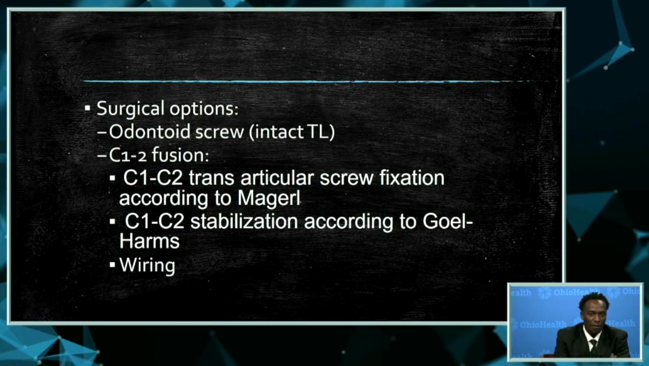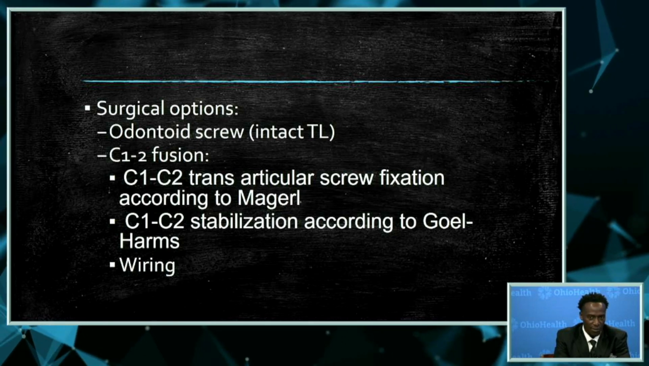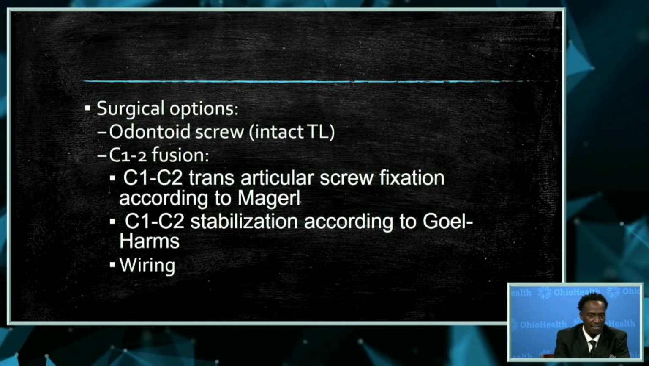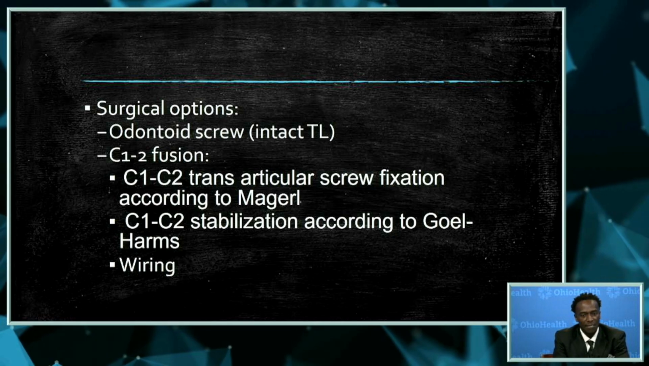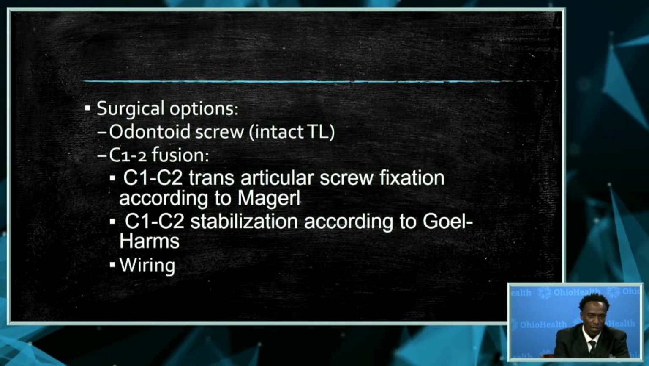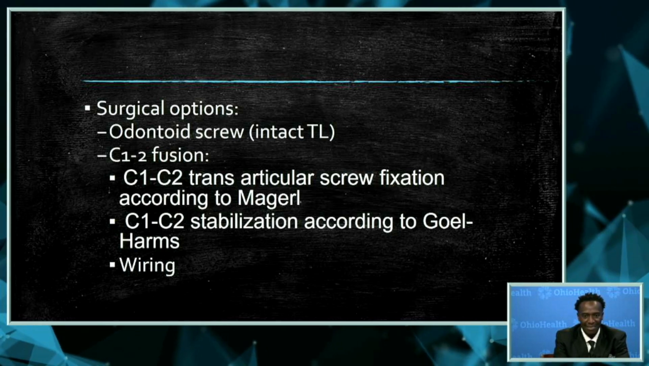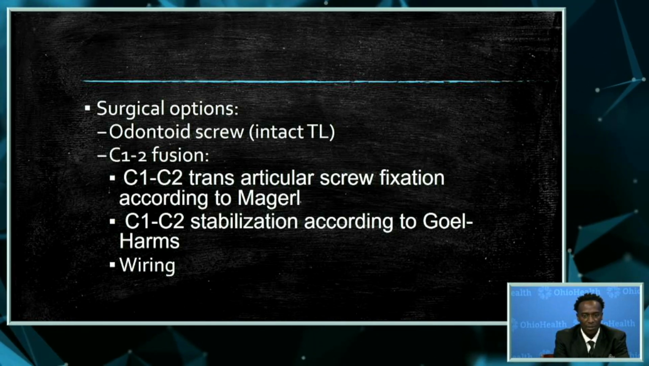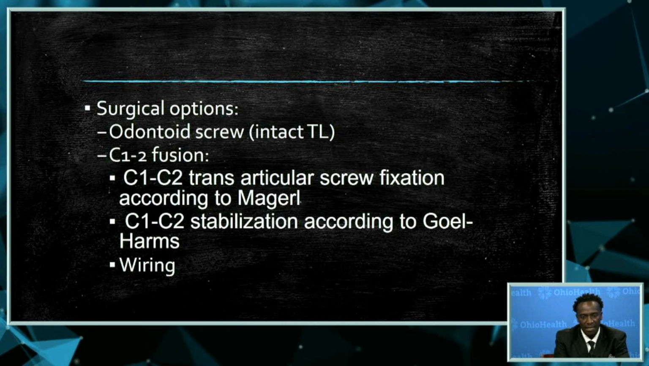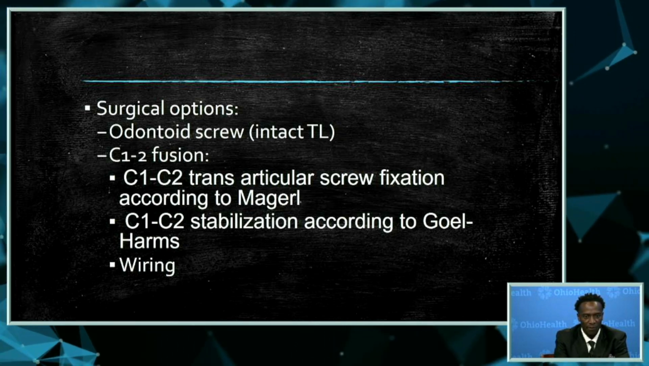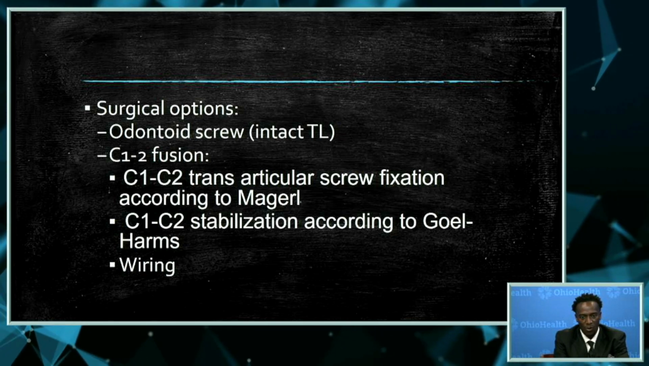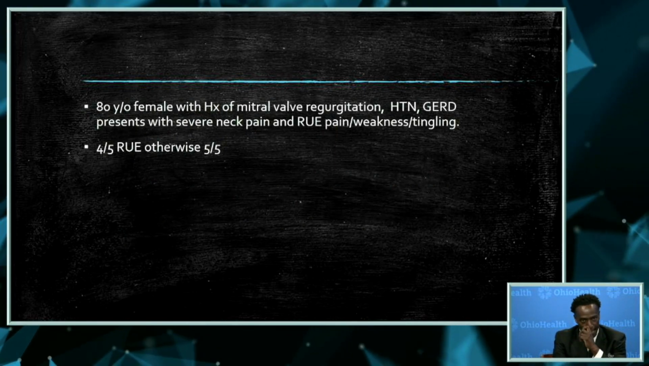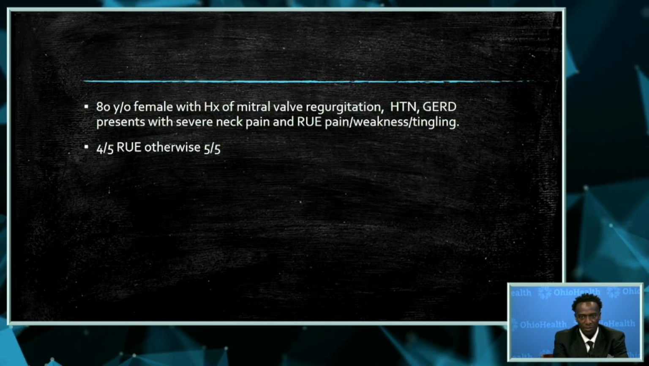So surgical options, again, the odontoid screw is an option if the transverse ligament is intact. So that's important. You should evaluate these patients with an MRI just to assess the integrity of the transverse ligament. And then C1, C2 fusion, there's options. You can do the C1, C2 transarticular screw, which, like I said, I have gone away from. And then there's C1, C2 stabilization with the Harms technique or wiring, which I have also gone away from. So my go-to is typically, if we're going to do a posterior approach, the C1, C2 Harms procedure.